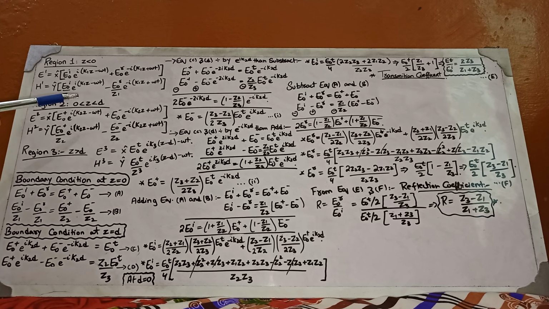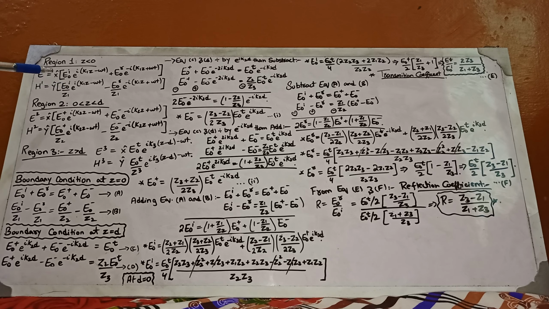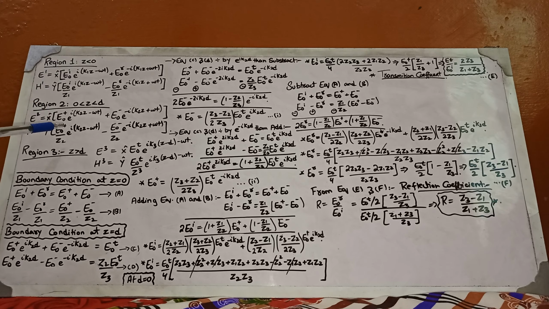Similarly, for region 2, because region 2 lies between z greater than 0 and smaller than d, this is basically the position of region 2. So the electric field and magnetic field in region 2 are shown by these equations. Again x cap, because your electric field direction is in the x direction. E naught plus, plus means the incoming electric field into region 2.